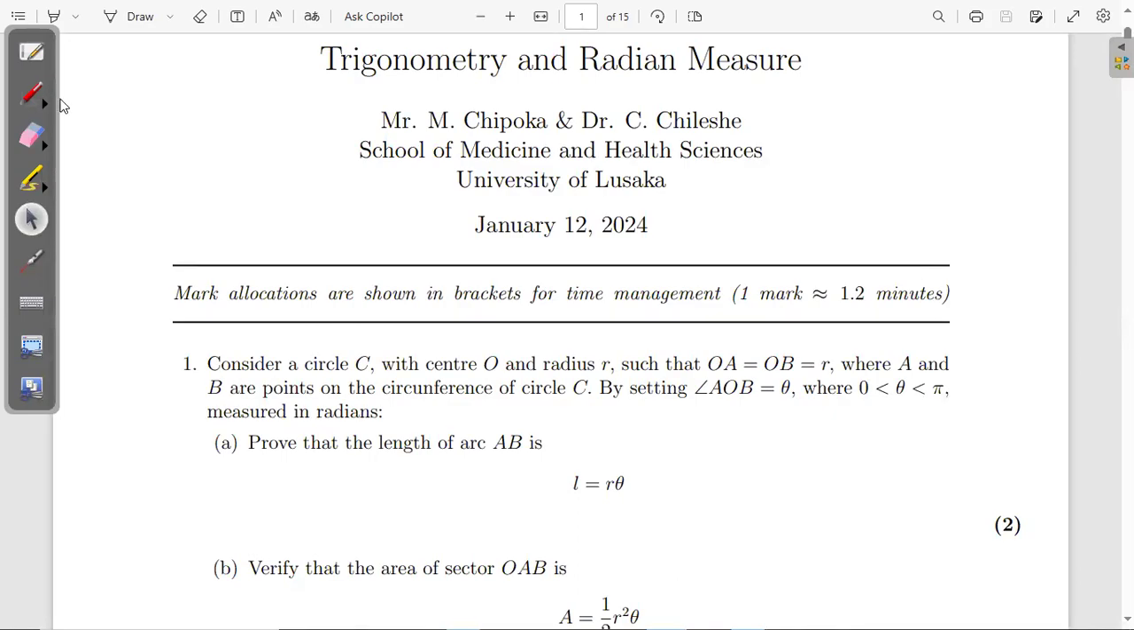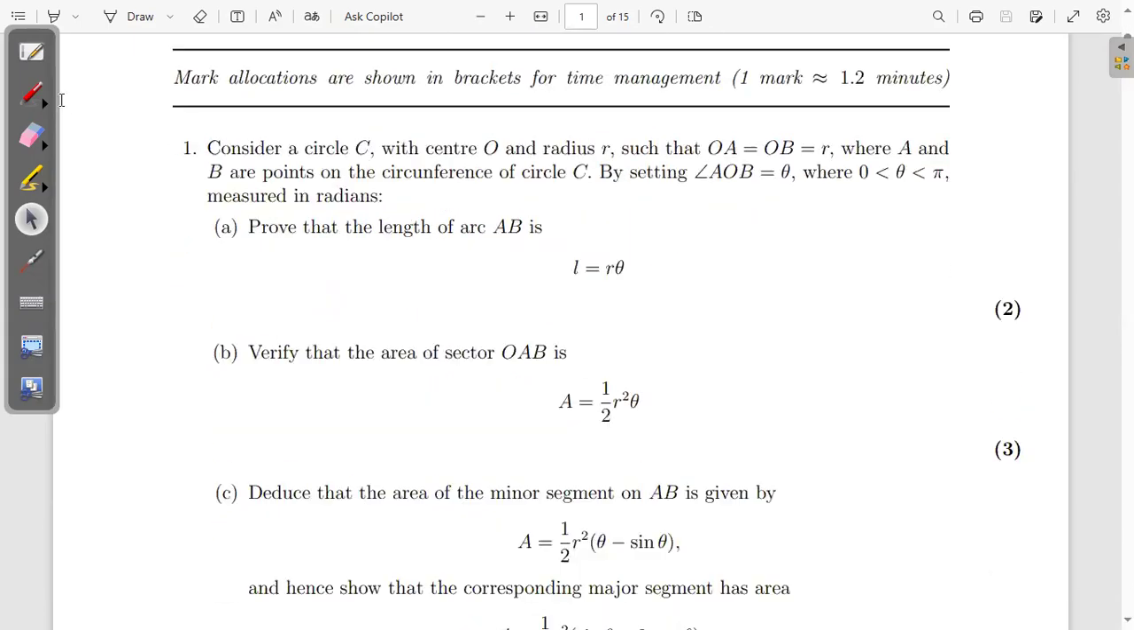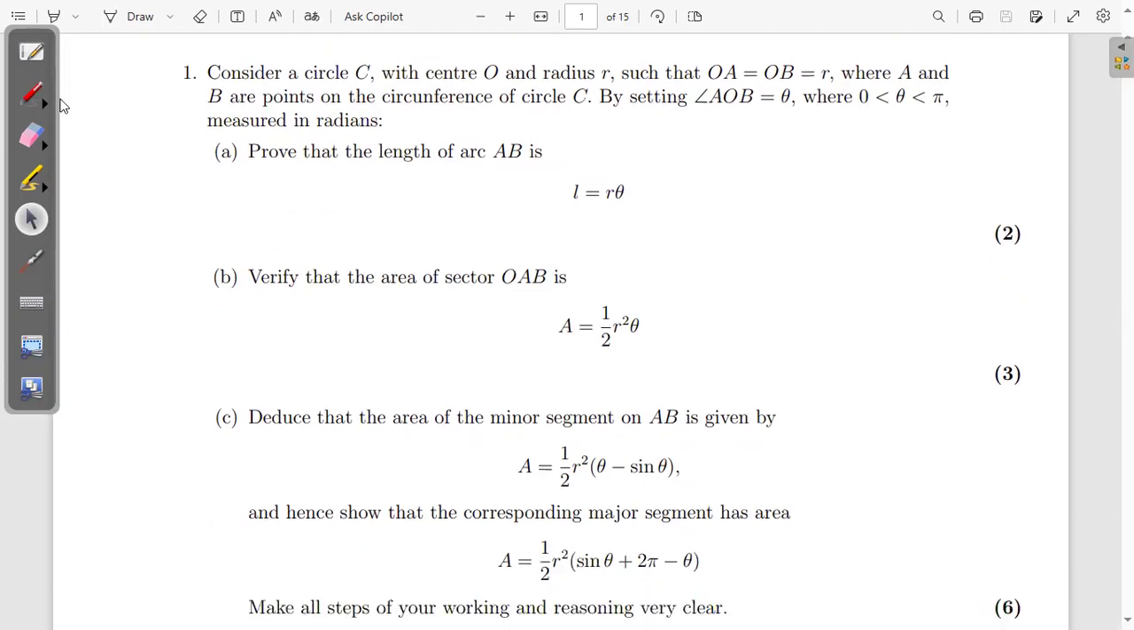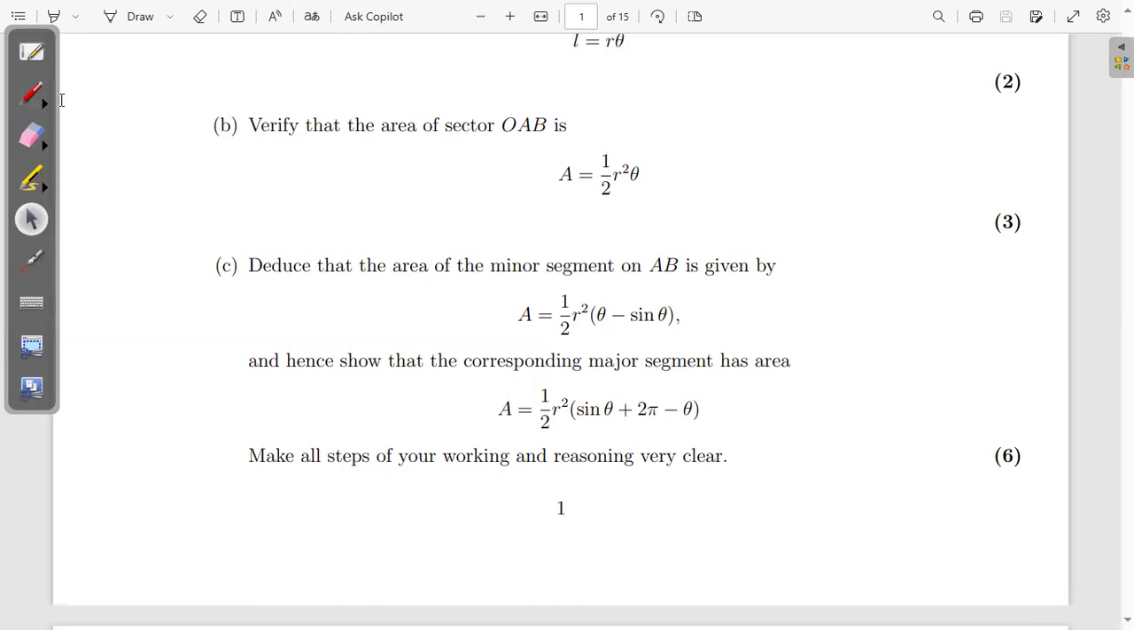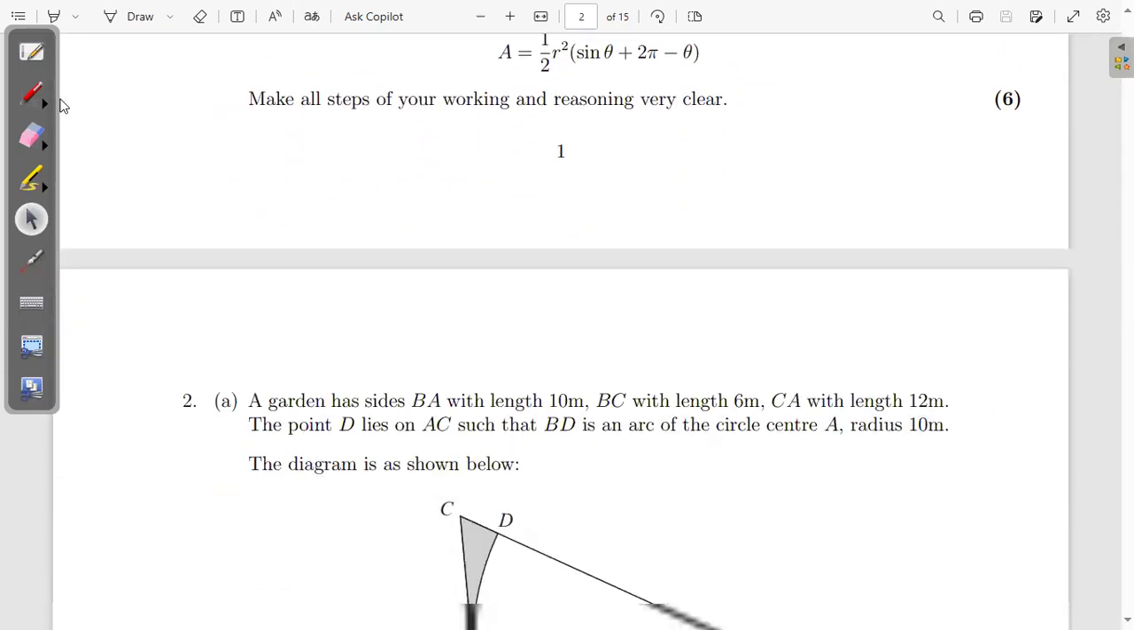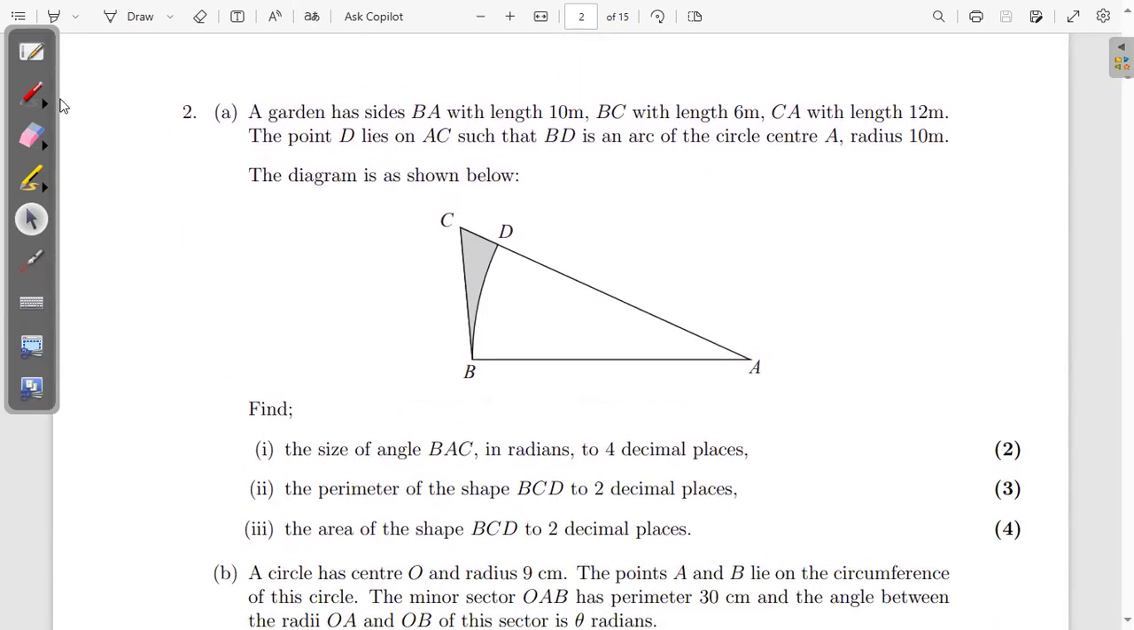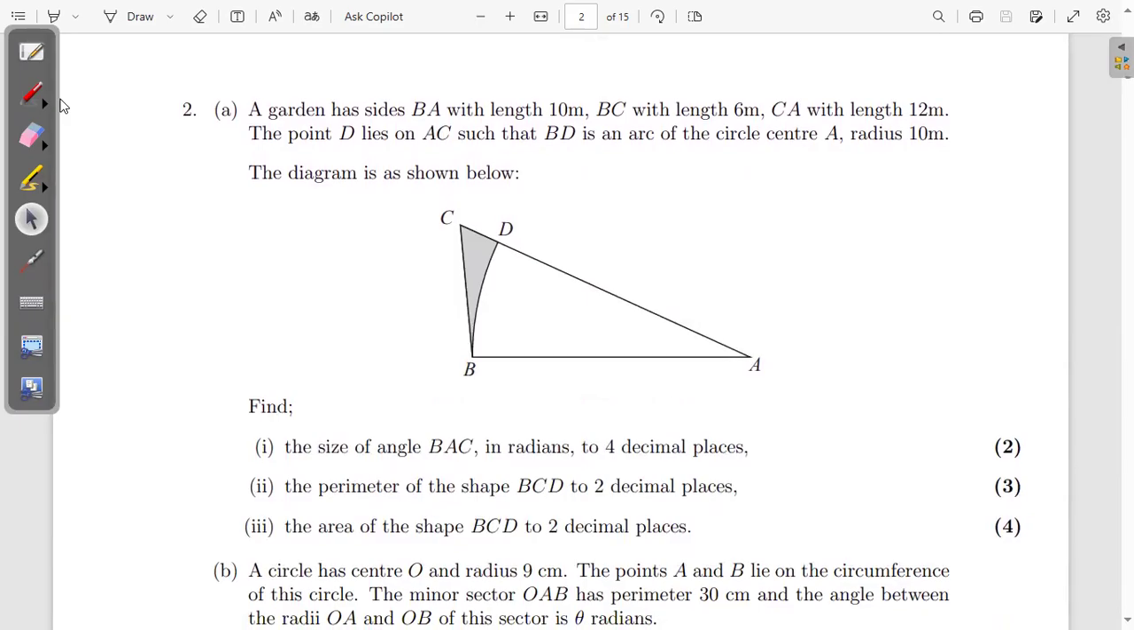Right, so welcome to this class, where we are going to be solving questions from Tutor Sheet 1 for second semester, UNILUS campus. These questions are on trigonometry and radian measure. In the previous class, we solved question 1 and proved all these formulas that you can find under radian measure. In today's class, we want to use those formulas to answer questions now.